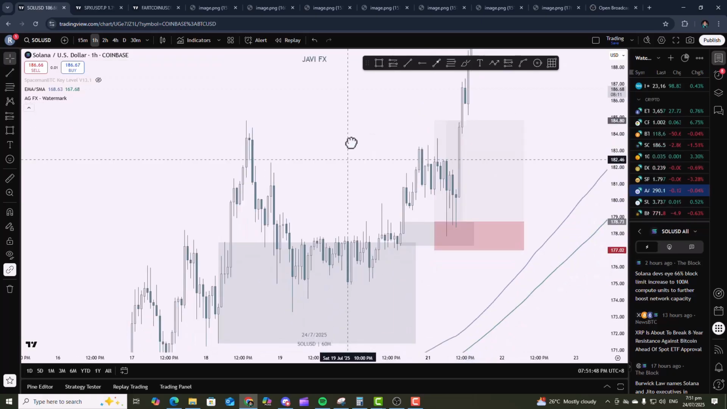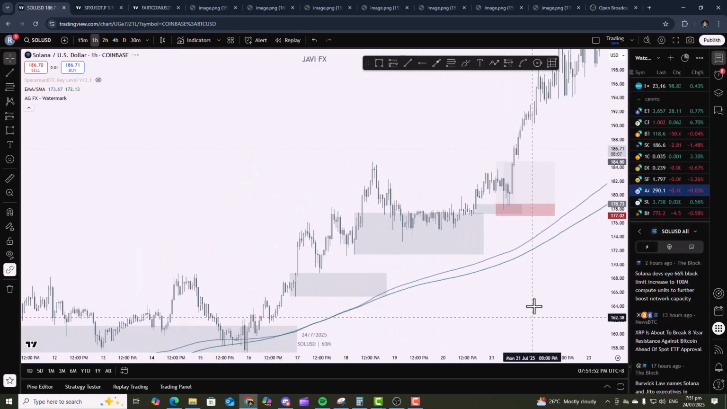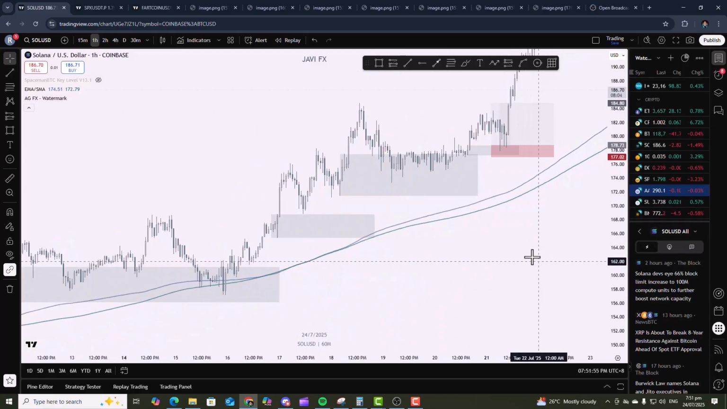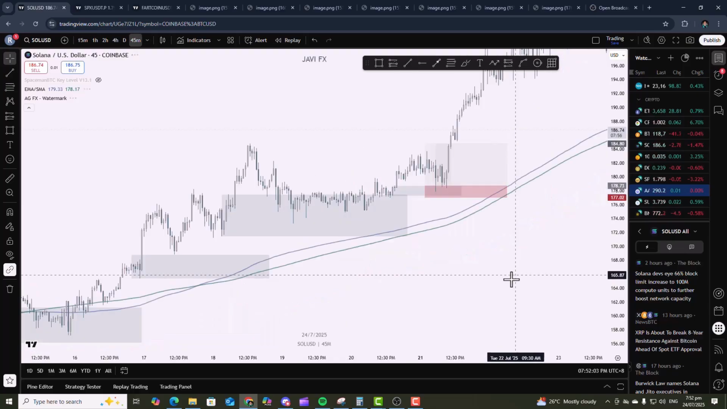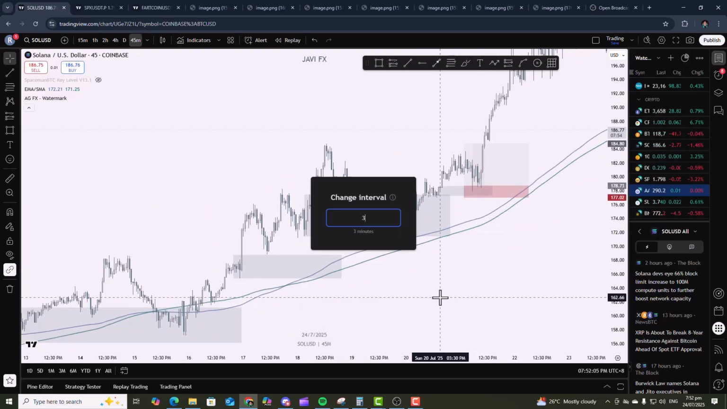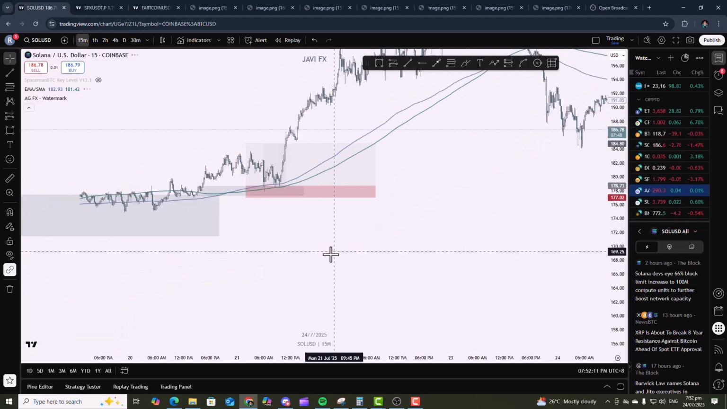Now, I'll ask myself, the 1 hour isn't acting so much as a dynamic support, and the 4 hour is extremely far away. So, what can we do? Let's go down. 45 minutes? Not so. 30 minutes? We're getting there. We're really getting there. 15? Bingo.